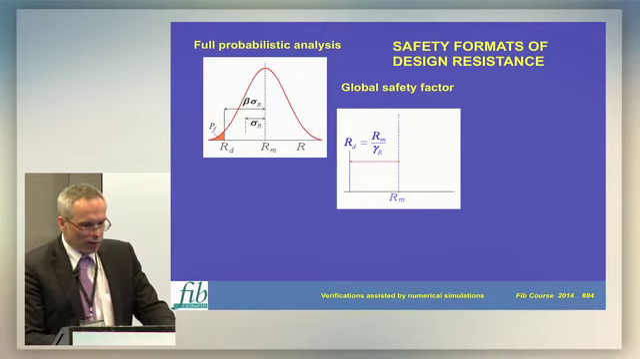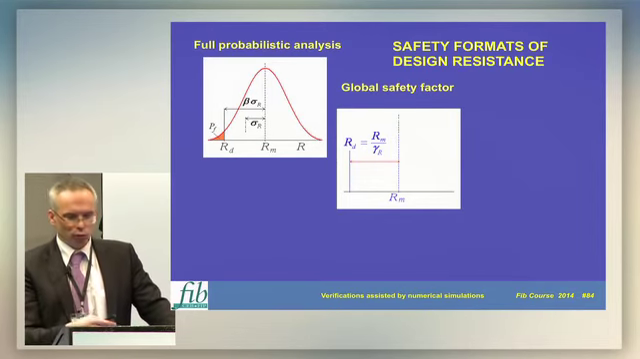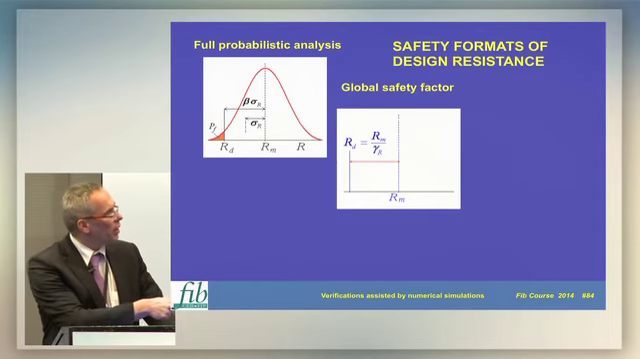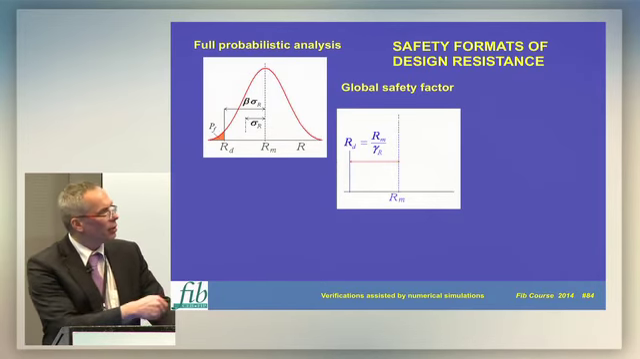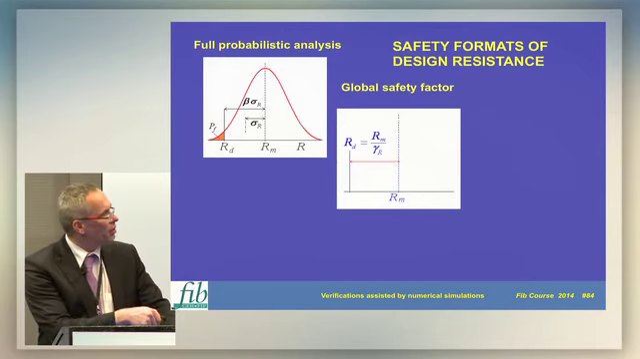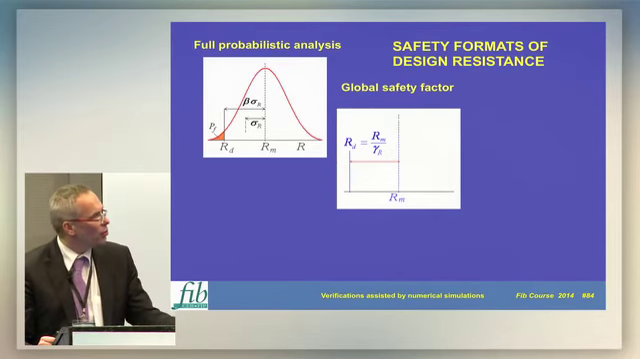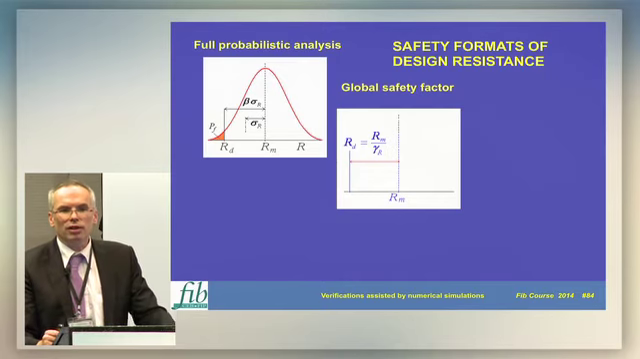Now, global safety factor, which would be the easiest way how to do it and the most natural. That means we calculate the mean behavior, the mean resistance of our structure, and then we apply some safety factor to come up with some design resistance. And this would be, of course, also quite a natural extension of the current way of working.